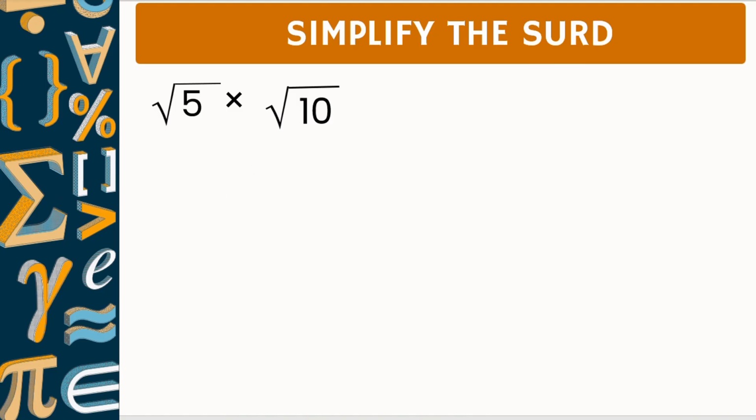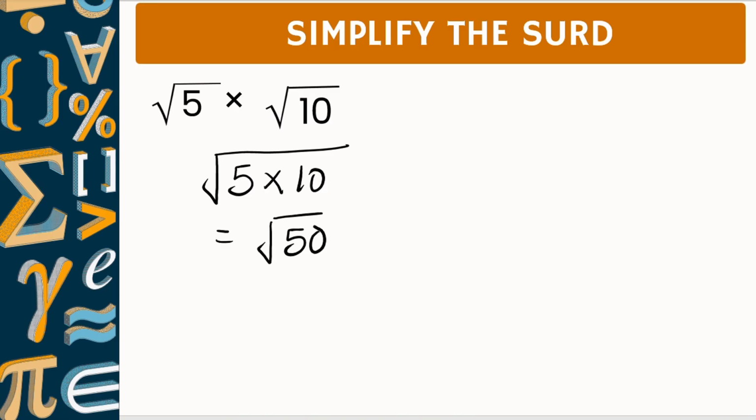Then we have the next question, root 5 times root 10, and this will be equal to square root 5 times 10, and this will give me root 50. Now, is this surd in its simplest form? No, I don't think so. So let's reduce it to its simplest form.